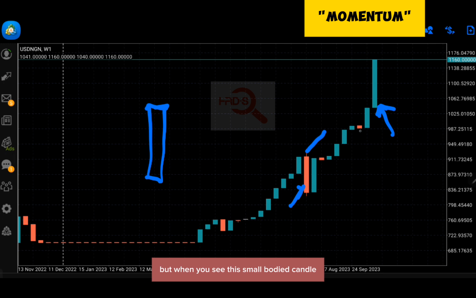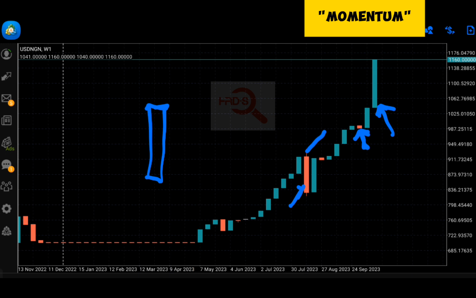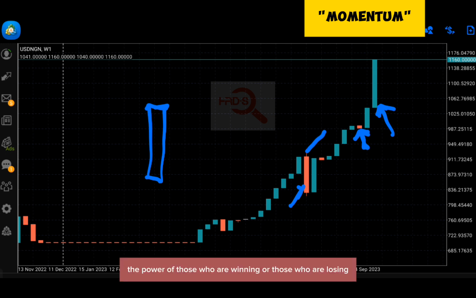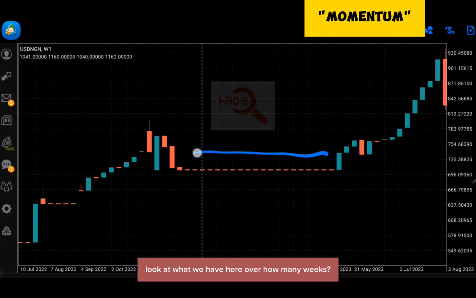But when you see a small-bodied candle, you know that the bears, who are people who push price down, don't have enough power yet to push price down. So the body of the candle can tell you the power of those who are winning or those who are losing. Now look at this. Look at what we have here.